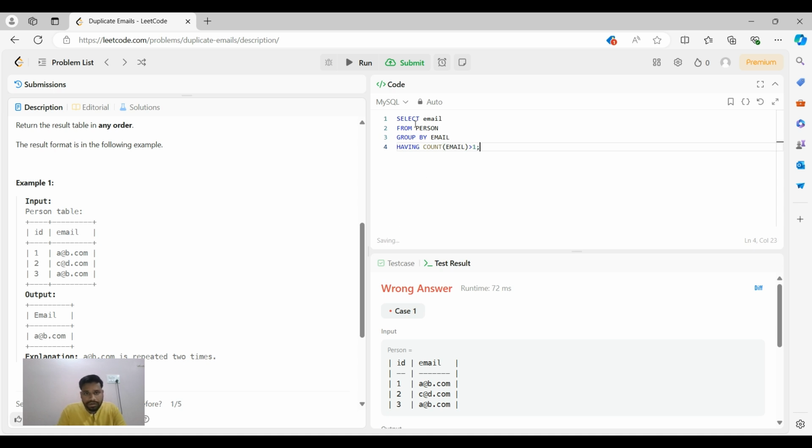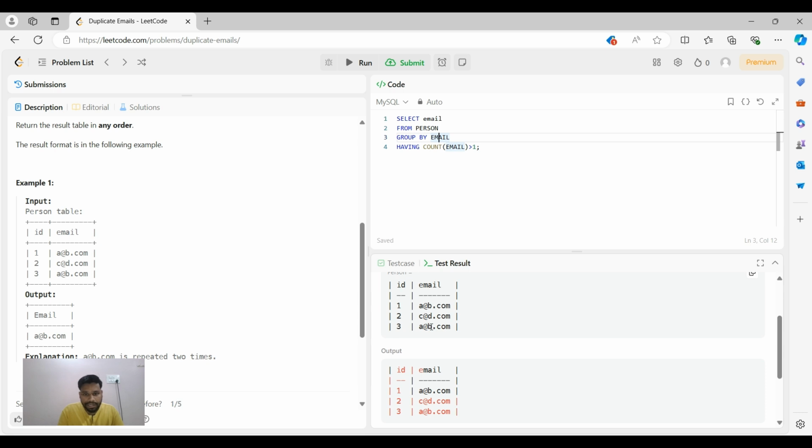To explain this query, we are selecting only one field, which is email. We are selecting it from the person table, and we are grouping by email. Whenever we use the grouping clause, it will group the similar emails together. So a@b.com will be one group, c@d.com will be one group. Essentially it will create two groups over here. And out of those groups which are created, the having clause filters those groups in which there is more than one record.